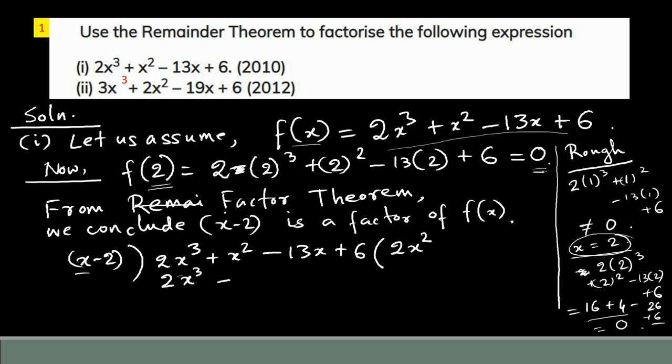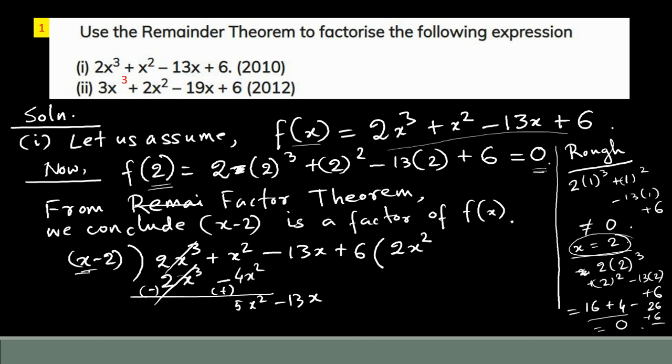Yeah. So 2x square, then minus 2 when multiplied with 2x square, we get 4x square. So we have to subtract it. This is minus, this is plus. This will get cancelled. This will get us 5x square minus 13x.